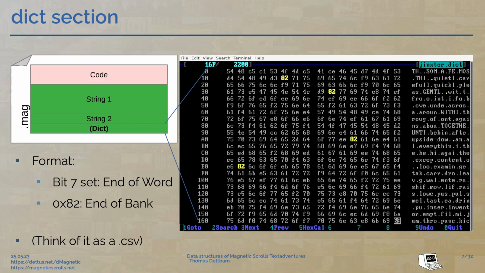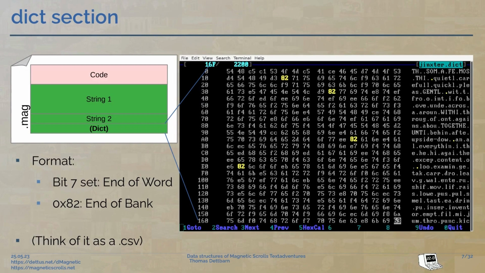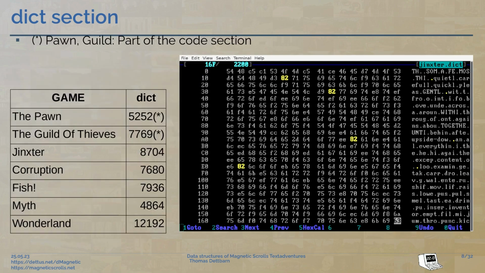And yeah, you can think of it as a CSV file. So lots of columns, lots of lines. In each column, you can find one word, and each line is a bank. So pretty simple format, right? And what this dict section contained, those were all the words that the parser was able to understand.